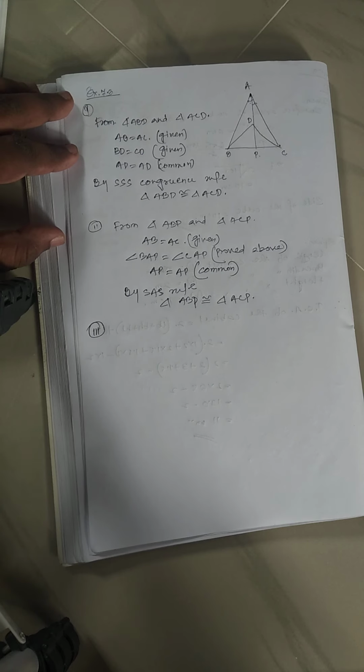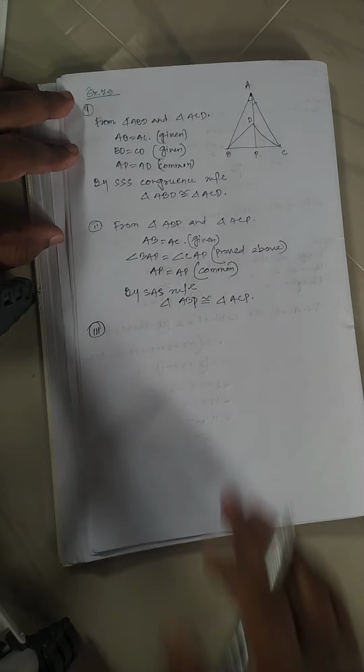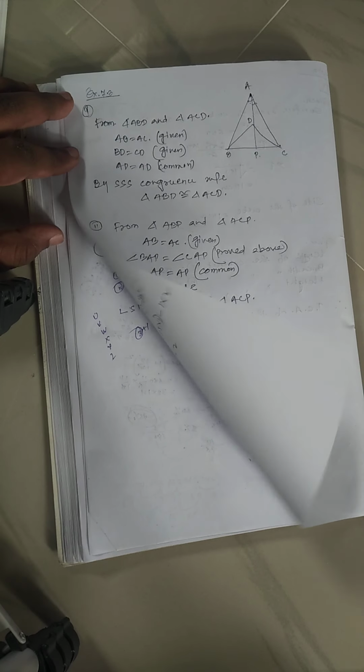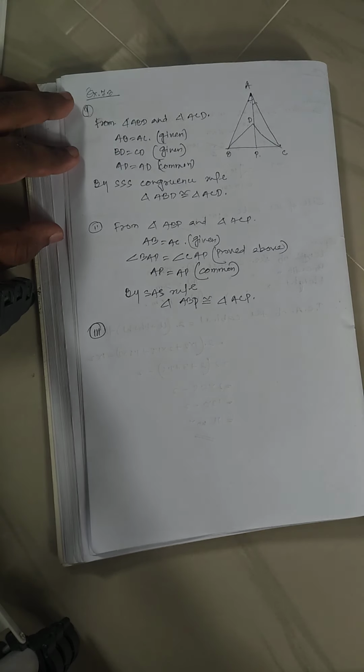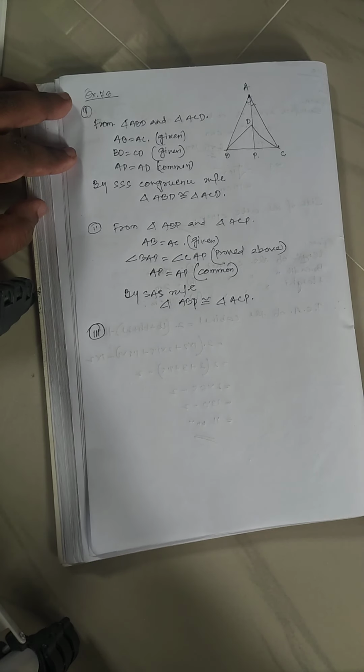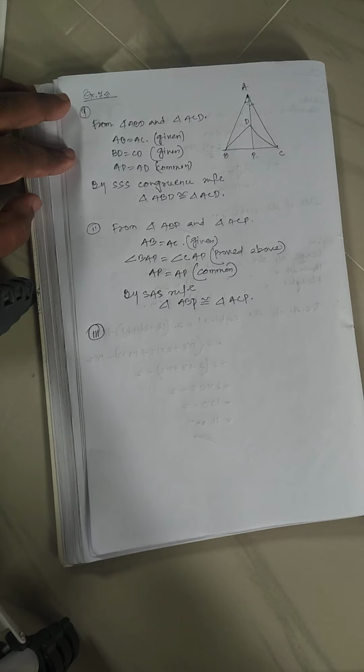And the fourth one is AP is the perpendicular bisector of BC. To prove that, at first we have to prove ABP and ACP are congruent. Then we have to prove that angle APB is equal to angle APC is equal to 90 degrees. Then we can say that AP is the perpendicular bisector of BC. So this part is also homework for you.